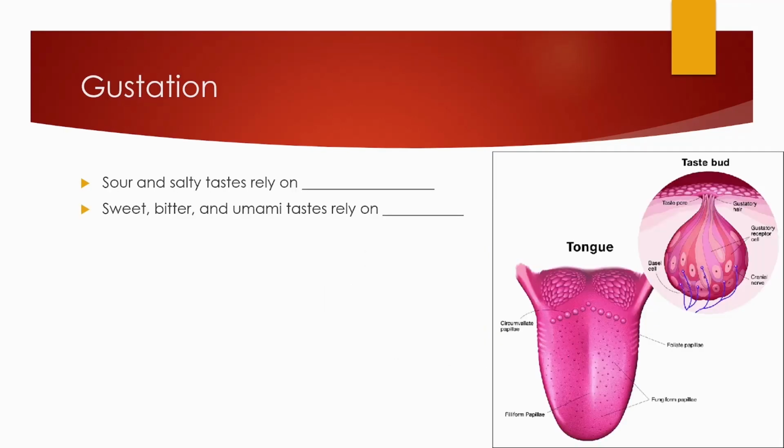And now finally, we reached gustation. There really isn't much to discuss here either, since it's very low yield, but one thing that I want you guys to know is that sour and salty taste buds rely on ion channels. Meanwhile, bitter and umami taste, they rely on G protein coupled receptors, so I'm going to write GPCR.